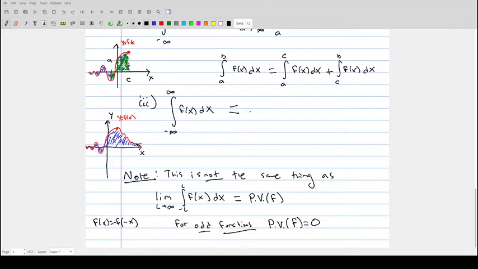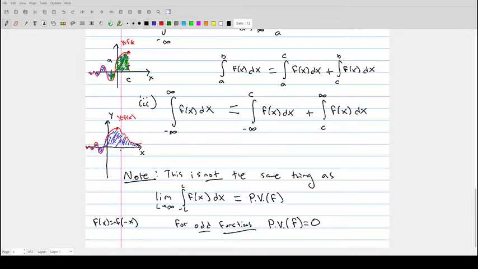This third subtype is going to be defined by saying that for any value of c, no matter what value of c you choose, the improper integral from negative infinity to infinity of f of x dx is going to exist and be equal to the improper integral from negative infinity to c of f of x dx plus the improper integral from c to positive infinity of f of x dx.